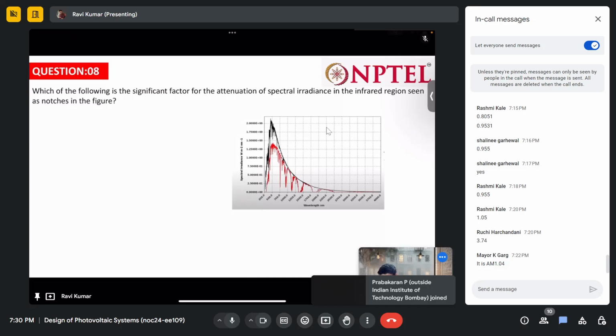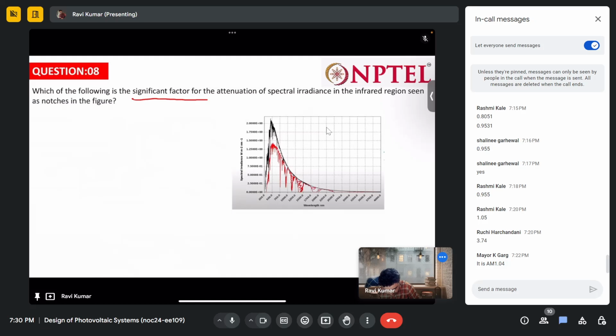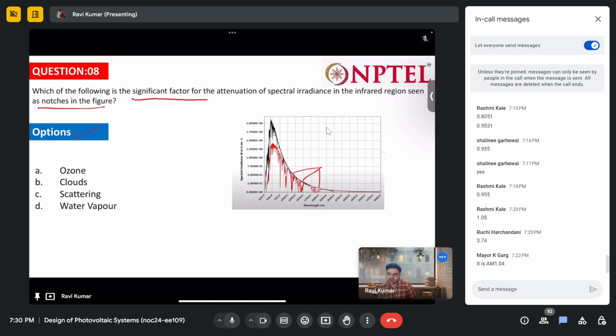Okay, the simplest question. Which of the following significant factors is responsible for the attenuation of spectral irradiance in the infrared region? So this is the infrared region, these factors. As the notch in this section, it means it is asking what is the significant factor which is affecting the incident radiation in this IR region. I'm saying D. A cannot be because it is on the higher side. Clouds, scattering, or water vapor, we are having all three, but the major component is water vapor. D is the right answer.